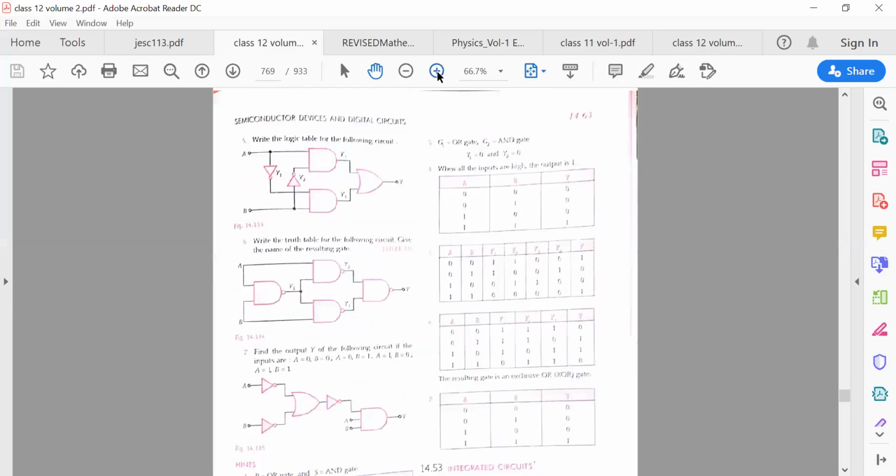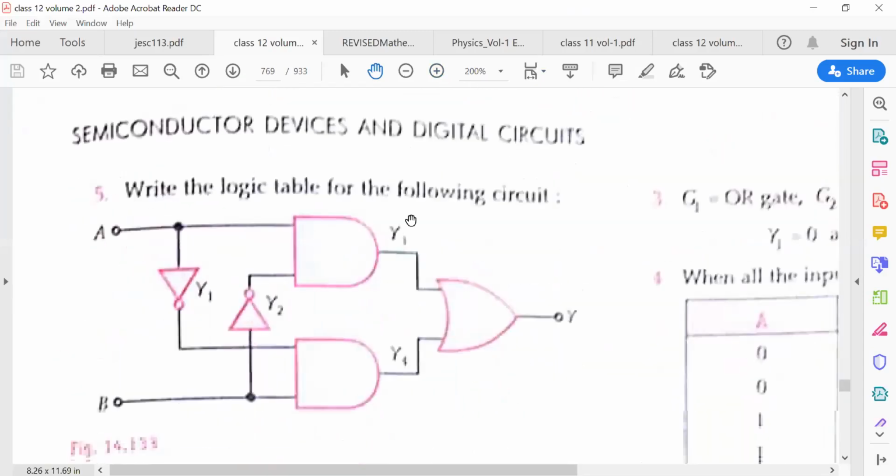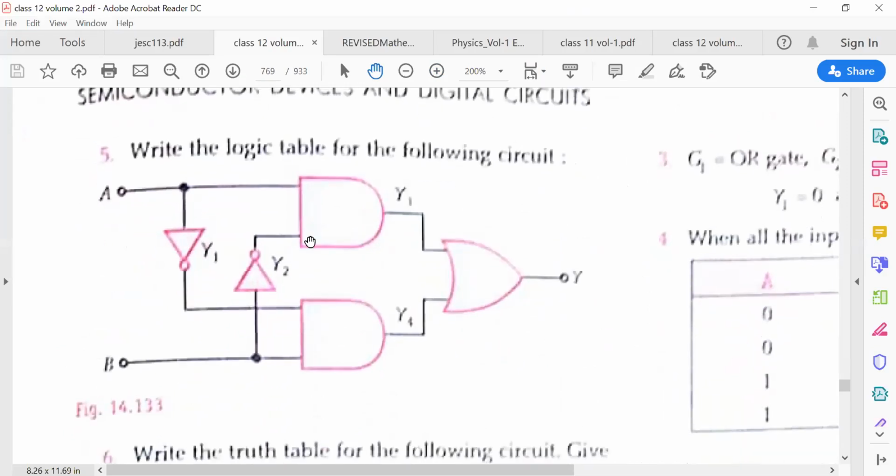I'll show you some circuits. So you start here. So this is your circuit. So I need the output. Okay, can you see the circuit? Check it. I'll share again.